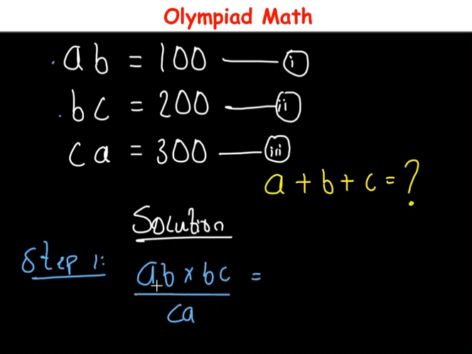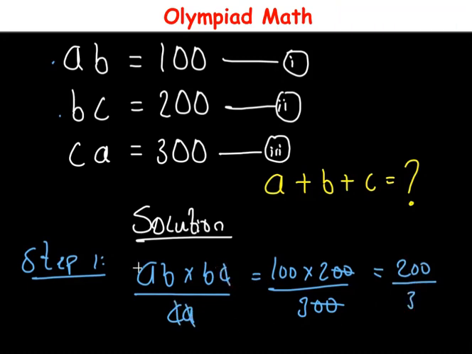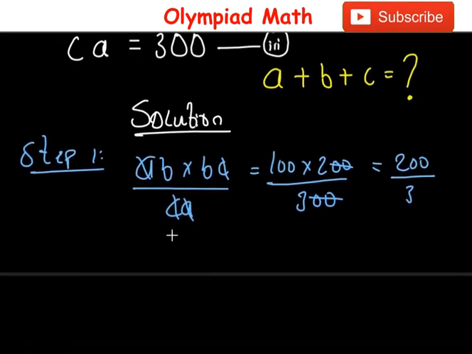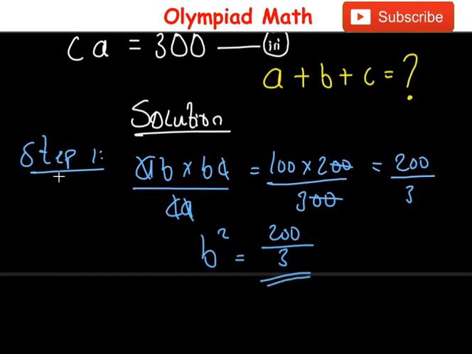Now in this case, the value of AB is 100, times BC which is 200, then divided by CA which is 300. So this 0 cancels this 0, we are left with 100 times 2 is equal to 200 over 3. And from here, C will divide C, A will divide A, we have B times B. B times B is equal to B squared, so we have B squared is equal to 200 over 3. Now, this is for step 1.